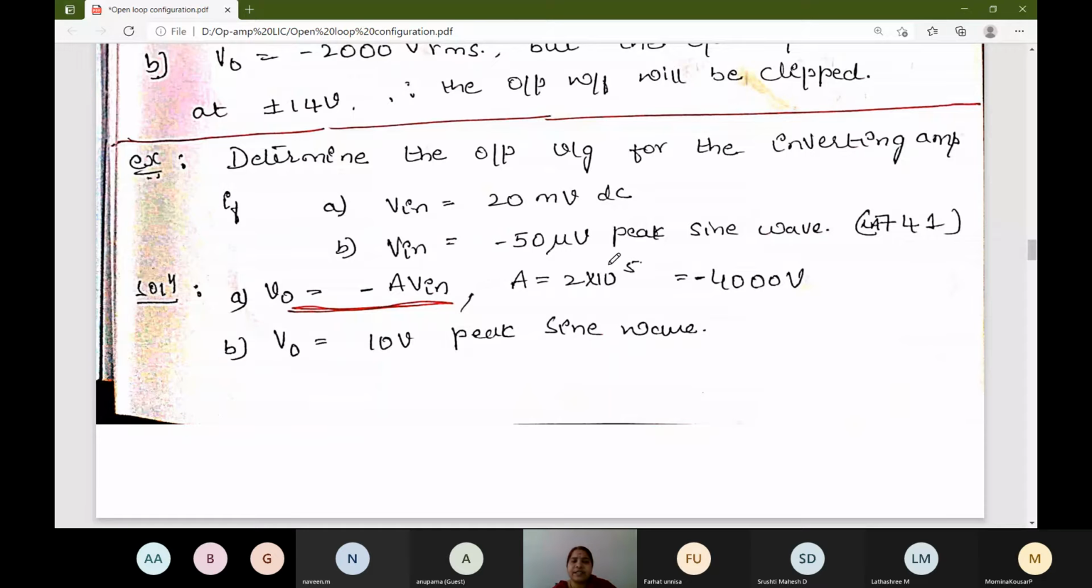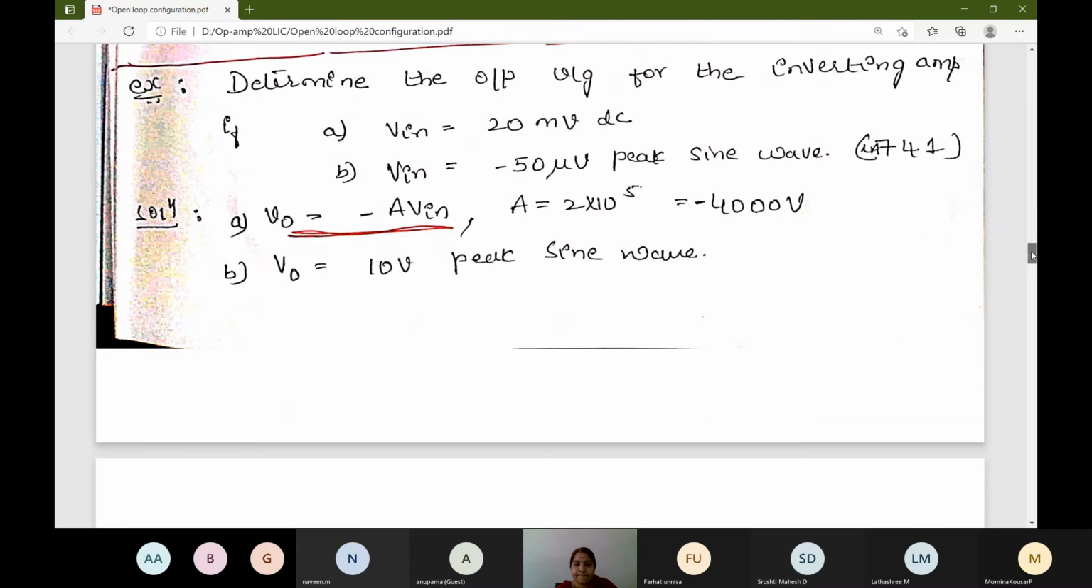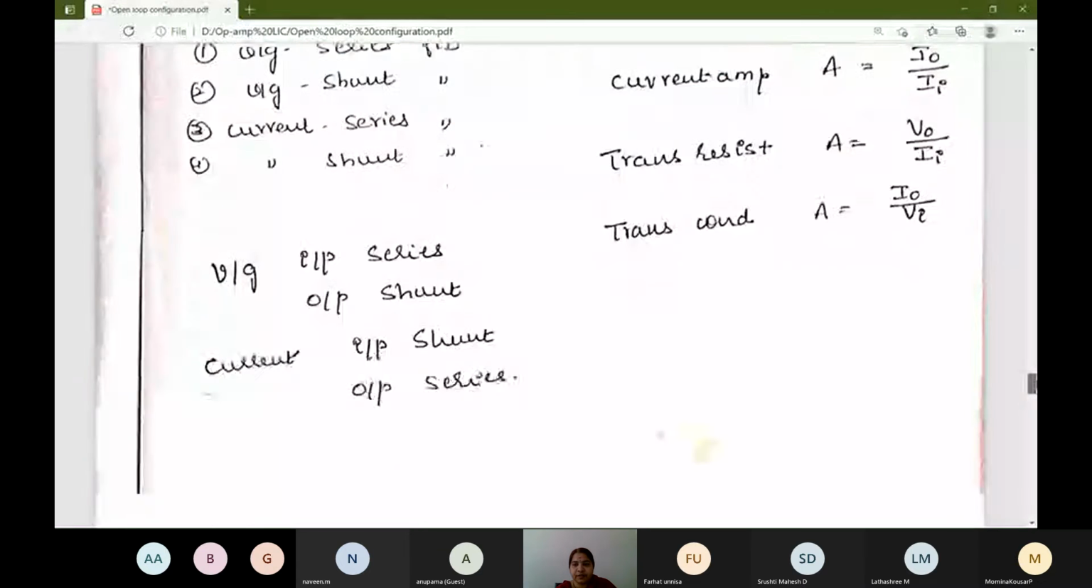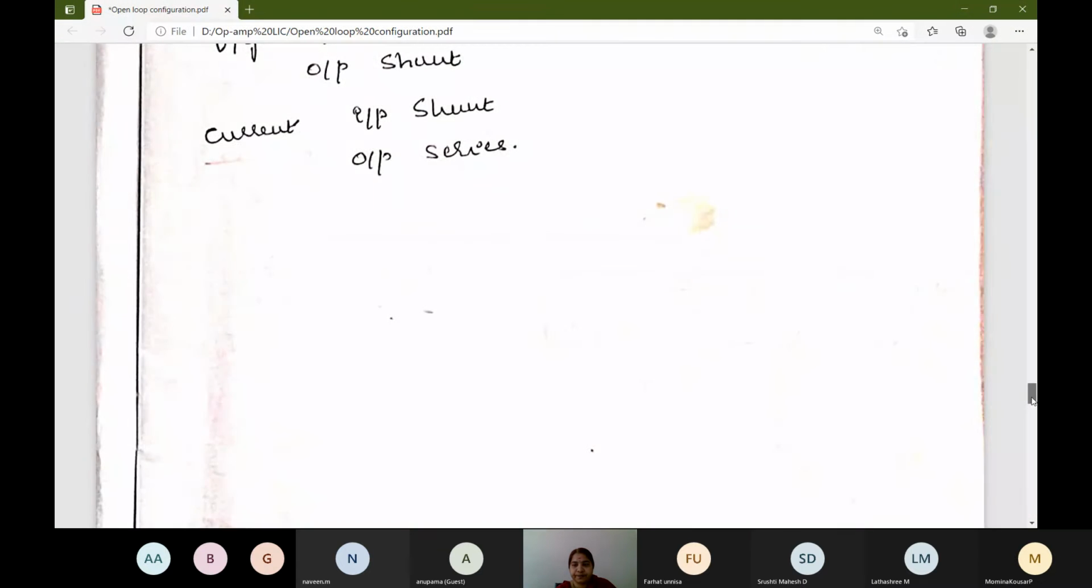Okay, all the specifications are the same as the previous one which we had taken. So just substitute V0 is equal to minus A into V in. V in they have given us is 20 millivolts and A is 2 into 10 power 5. So the output which we'll get is 4000 volts. Okay, it will not show 4000 volts because it will get saturated at 14 volts only. I will show you the waveforms for that. One waveform I will show.